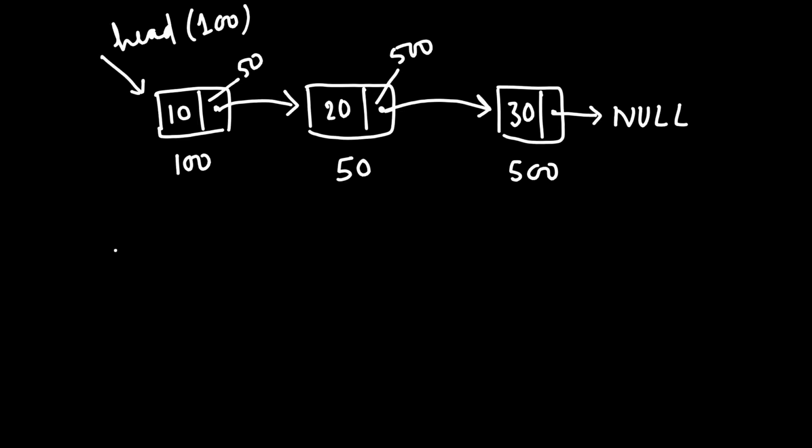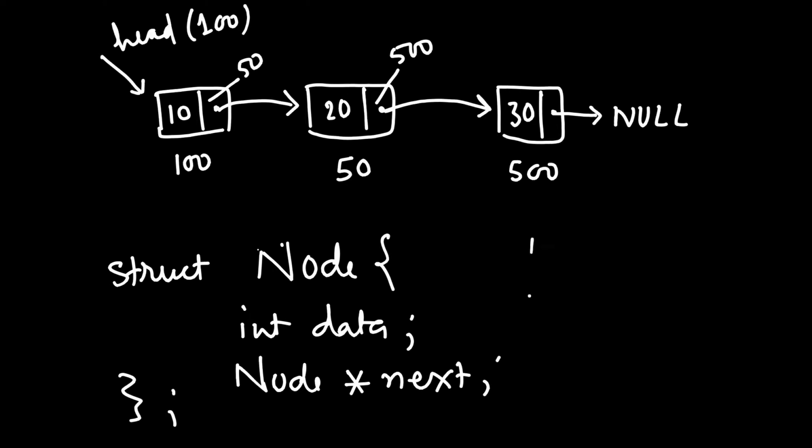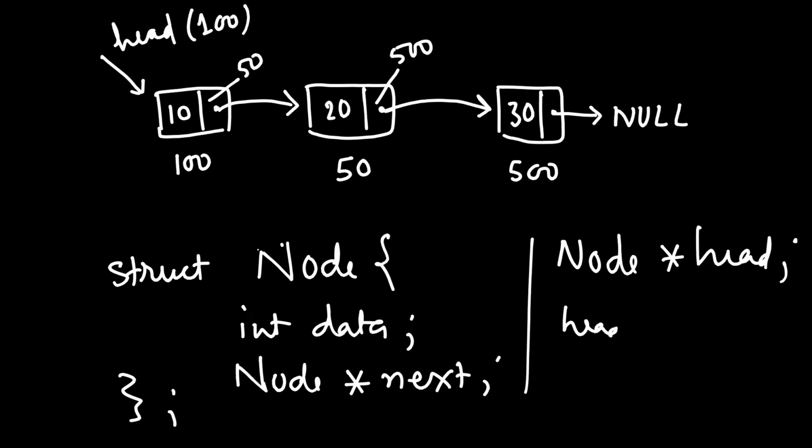In code we will represent it as a structure. So struct node, and then we have one int data and one node pointer which is next. Then we are given just one pointer, head. In this case, this will be pointing to this node, and using this we can write head next. Then we get access to this node. Similarly, if we do next of this, we get access to this.